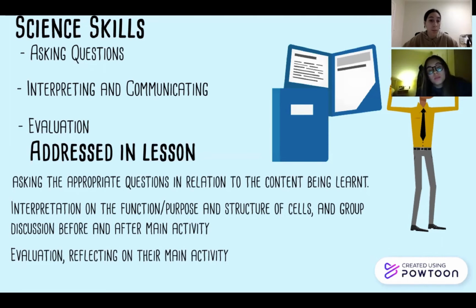They will be interpreting and communicating. So when interpreting, they'll interpret the function, the purpose and structure of cells. And then there'll be a group discussion before and after the main activity, which is part of the communications part. And then you've got the evaluation, which is just the students reflecting on their main activity and how successful they were.